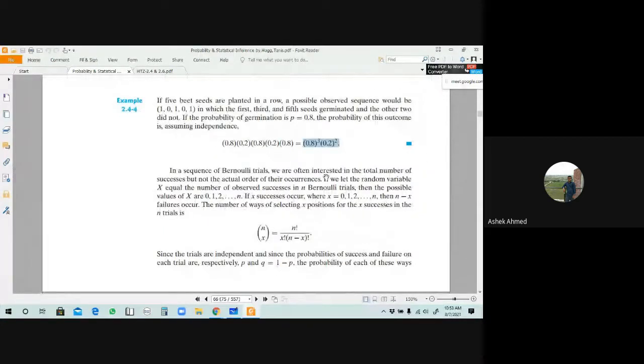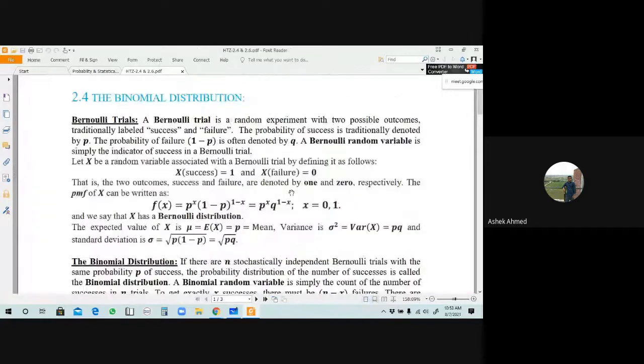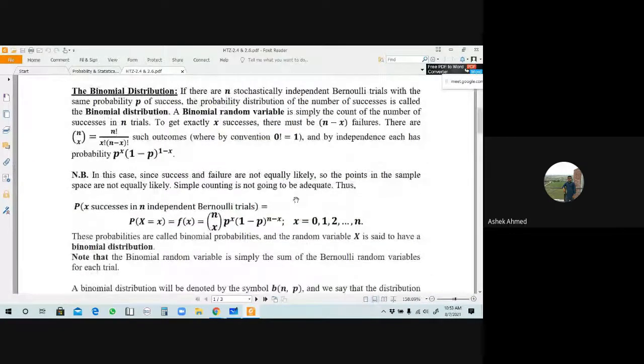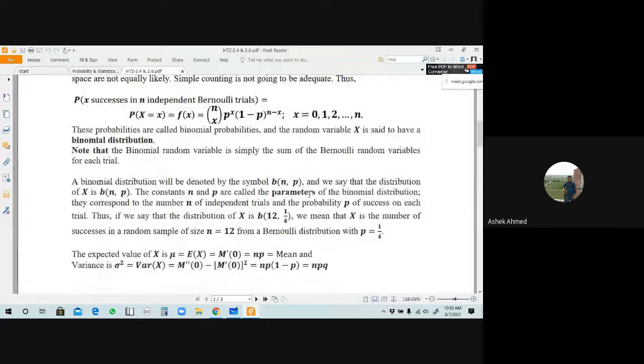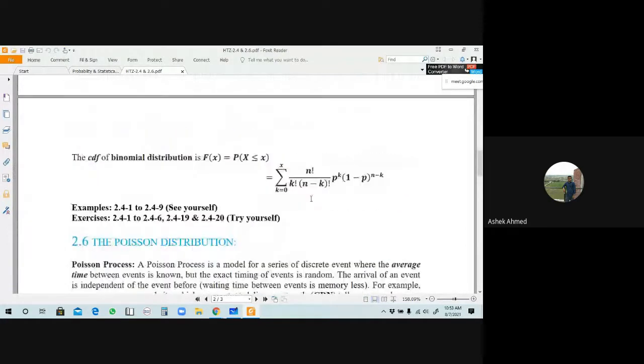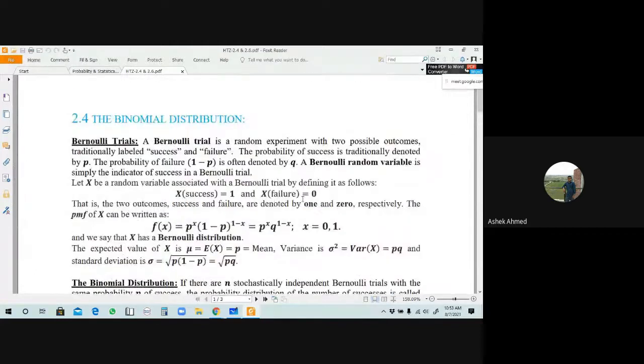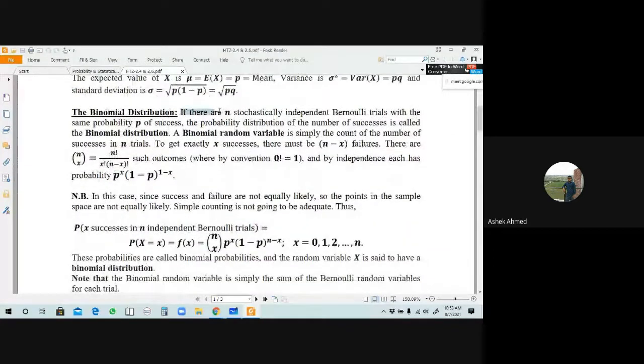Now we will discuss the binomial distribution. What is the binomial distribution? This is a very important topic of this course. If there are n statistically independent binary trials with the same probability p of success in each trial, the probability distribution of the number of successes is called the binomial distribution. The probability distribution of the total number of successes is called the binomial distribution.